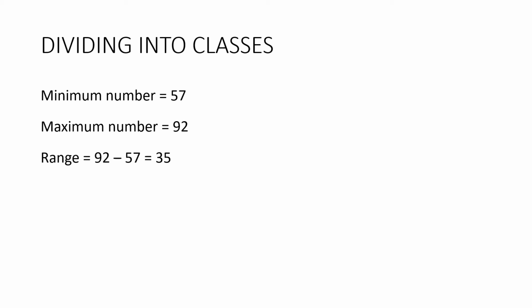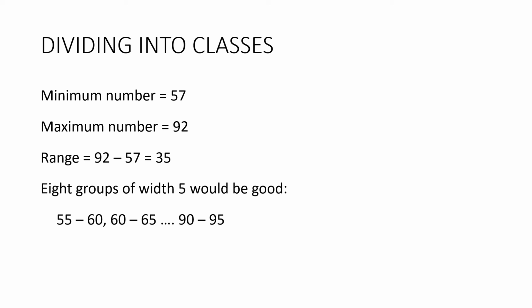Now there are different ways to do this. Remember, we want between 6 and 12 groups. Now I can see 7 5s are 35. So if we start from 55 to 60 and then do 60 to 65 all the way up to 90 to 95, we've got 8 groups of width 5, and that would be pretty good.